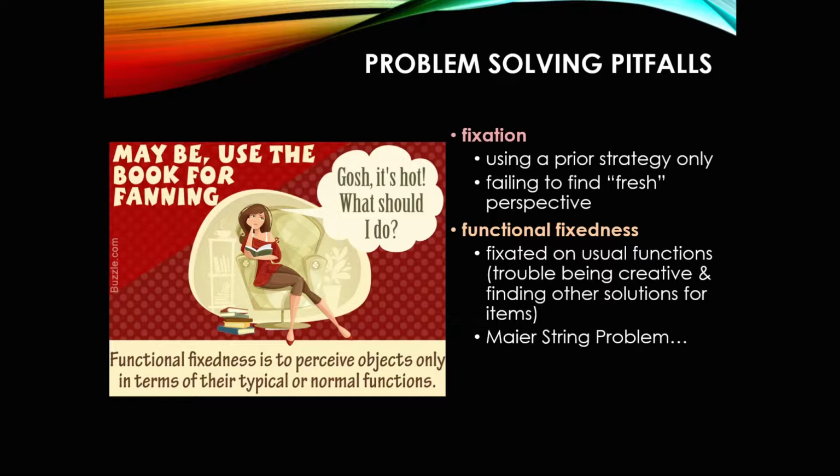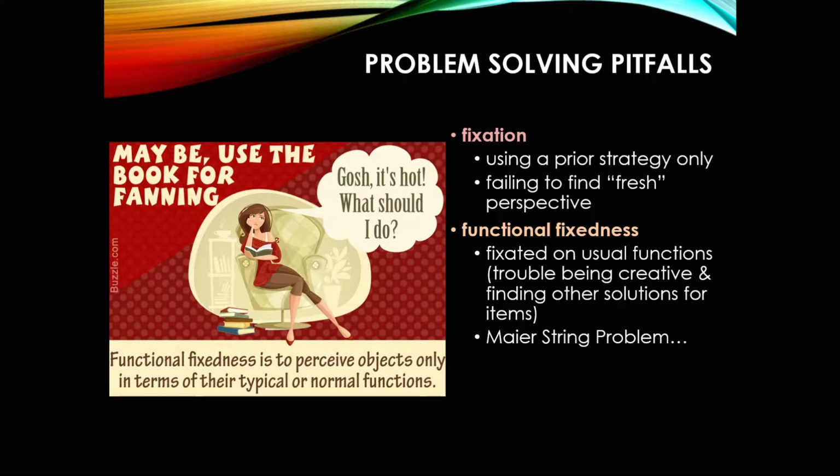A more specific type of fixation is what we call functional fixedness. Functional fixedness is really fixating on the usual functions of something without seeing all the other ways that the object could be used. So, for example, if you have a hammer, you may only think of the hammer as something to hammer a nail. But realistically, you can use a hammer for other things. I may use it to prop up the book that I'm reading, or I could use it as a door stop so my door stays open. I could use my hammer to grab something off of a high shelf that I can't reach. Right, so there are different uses for things.